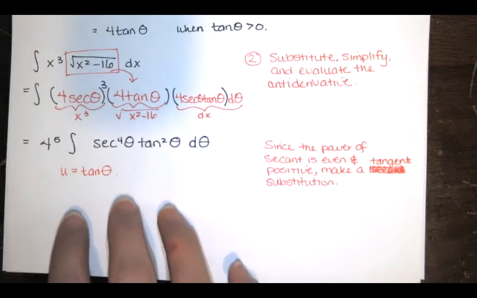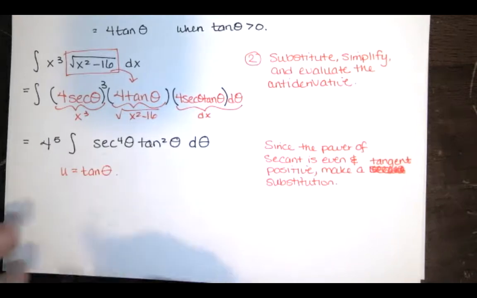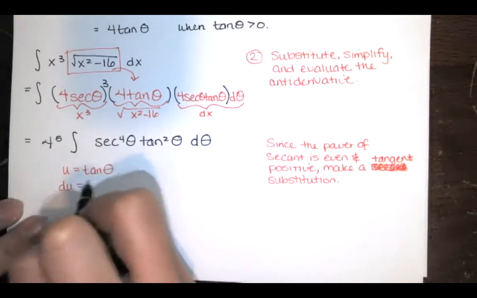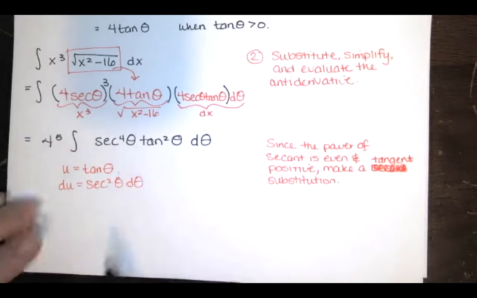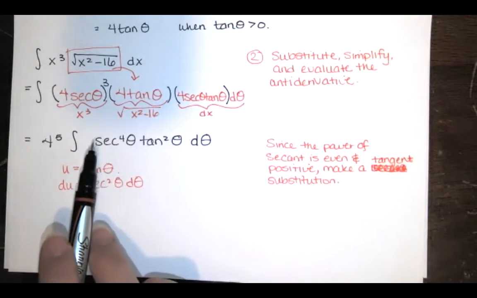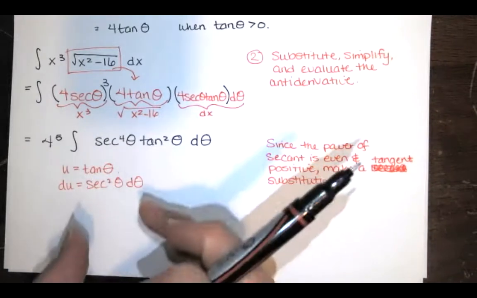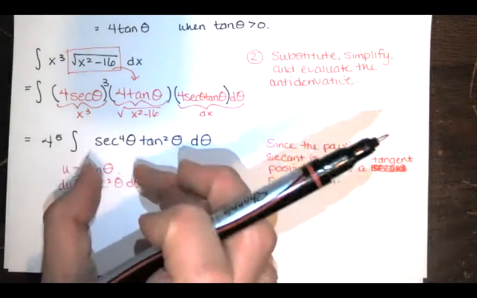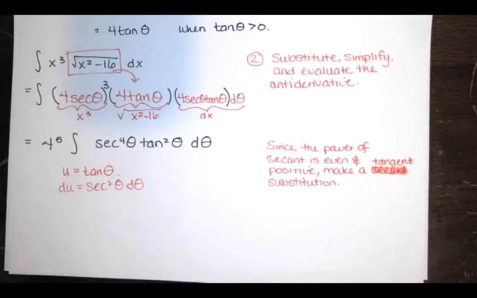But the idea is they're going to let u equal tangent of theta, and that means that du is the derivative of tangent of theta, which is secant squared theta, times d theta. And since the power of secant is even and positive, we're actually able to factor out a secant squared from the secant to the 4th and put that off to the side for our du factor. And then everything else that's left over can be written entirely in terms of u equals tangent of theta.